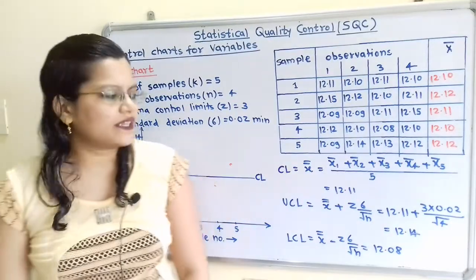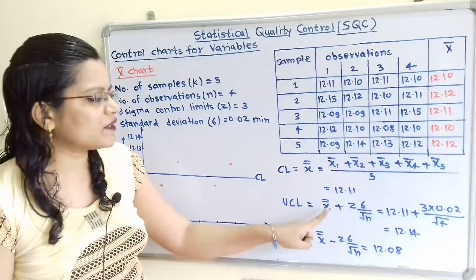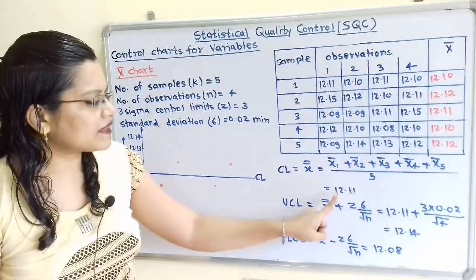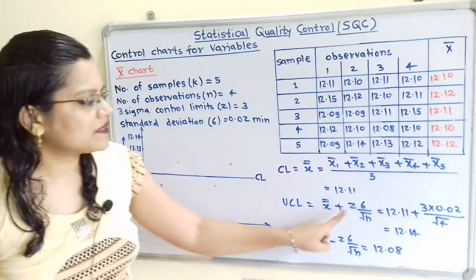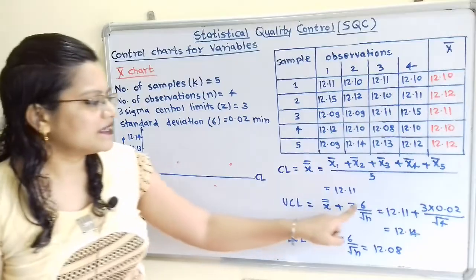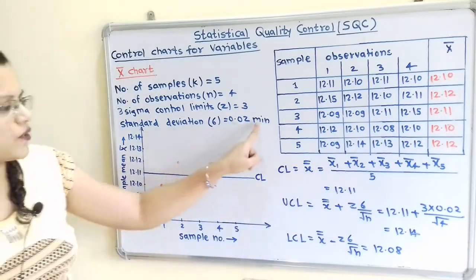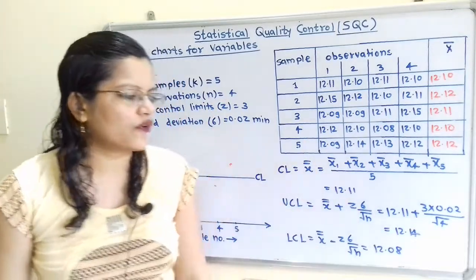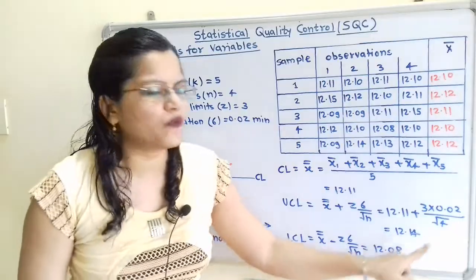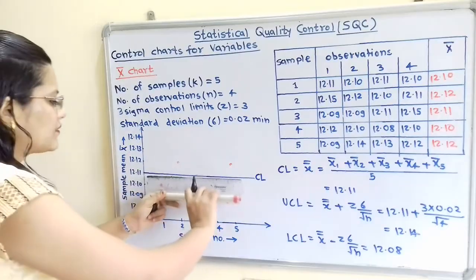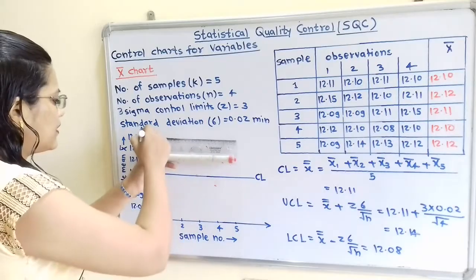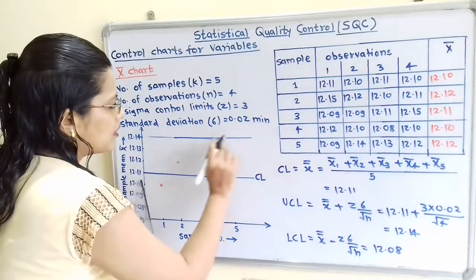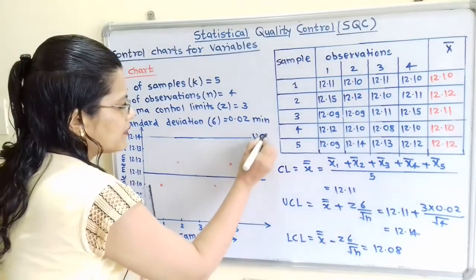Now we will calculate the upper control limit, which is equal to x double bar plus z sigma by under root of n. So here x double bar, that is 12.11, plus z, the value of z is 3, sigma, that is the standard deviation 0.02, under root of n. The value of n is 4, that is under root of 4. So when we calculate this, we will get 12.14. So again I will draw here one horizontal line for 12.14. And this is the upper control limit. So we have to mention here upper control limit.